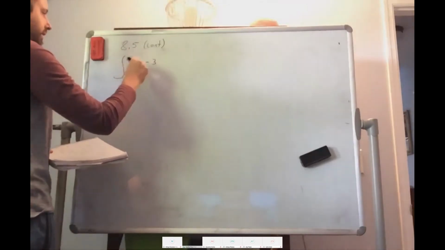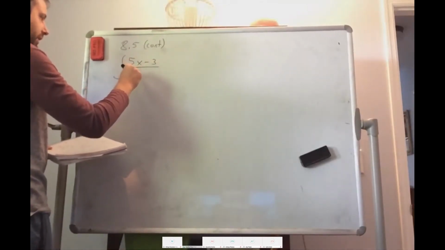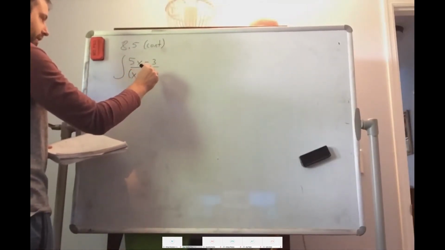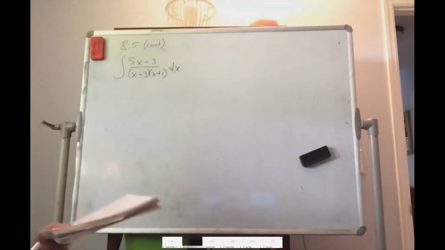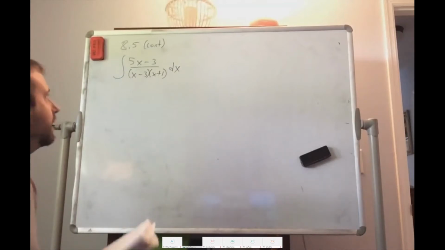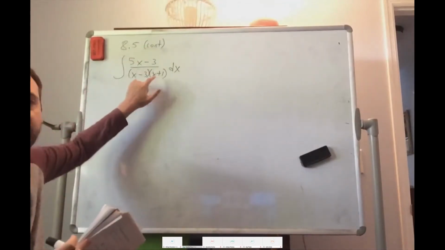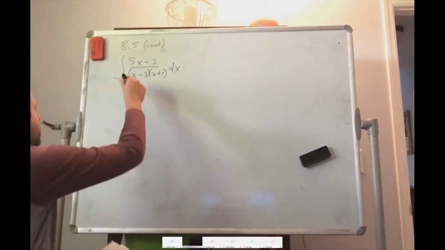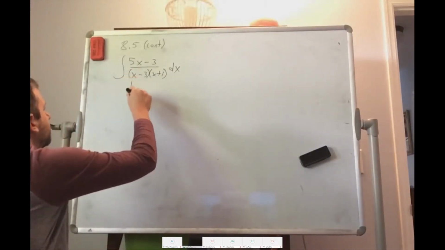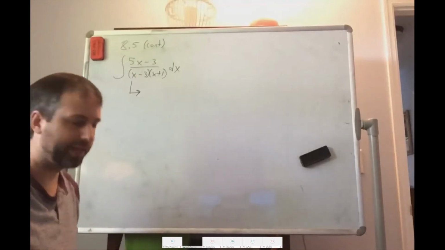Suppose you were asked to integrate (5x minus 3) over (x minus 3)(x plus 1) dx. Well, last time, if you look back at your notes, I gave you this problem without an integral, and just said find the partial fraction decomposition. In doing so, you can reduce this problem down to something you can integrate.